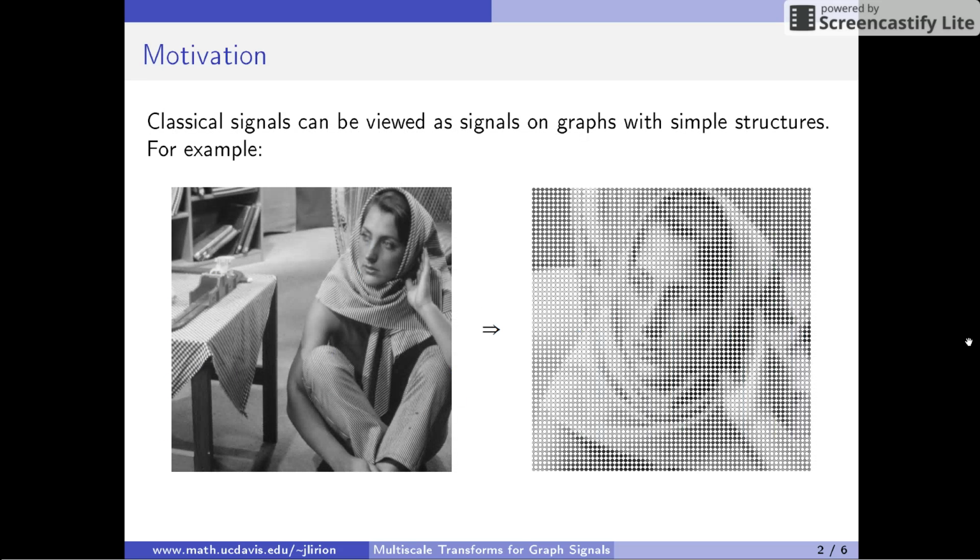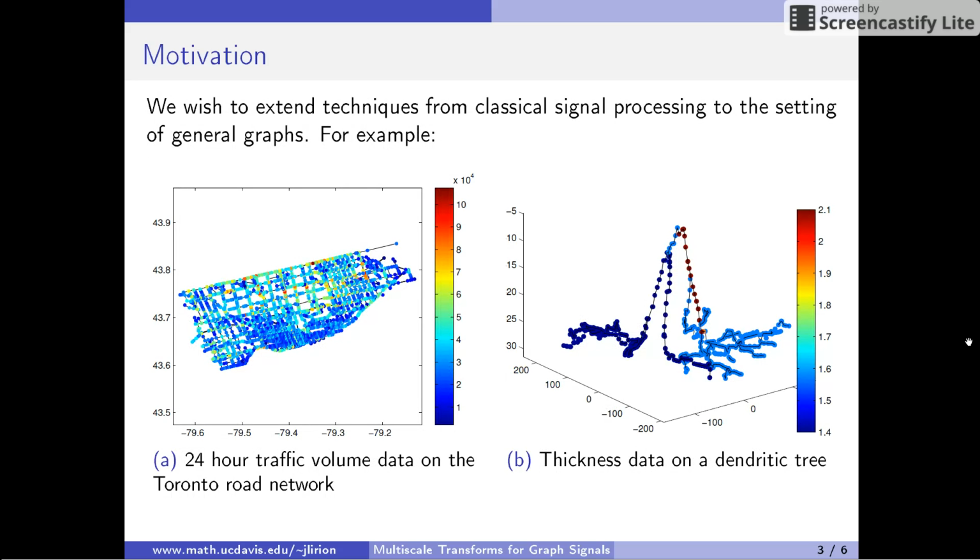As another example, we can think of the pixels of an image as lying on the nodes of a regular two-dimensional grid, as you see here. The goal of my research was to extend techniques that exist for classical signal processing to this new and more general setting of signals on graphs.